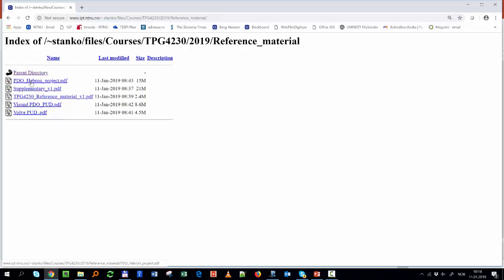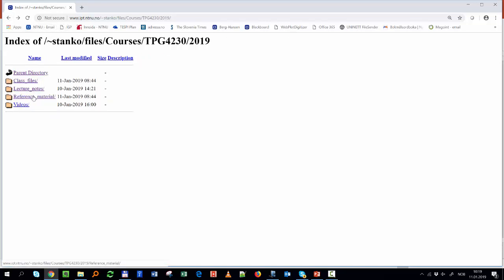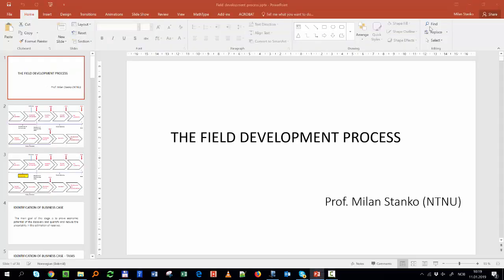You have the PDO in English of Hebron and Visund, I think Volvo in Norwegian. Then you have this reference material, just some extracts from different references. And then you have this supplementary material. If you have more interest and want to go more in depth, you can read that. They are password protected, so I will put the password on Blackboard. All of you just have to use it to open the file.